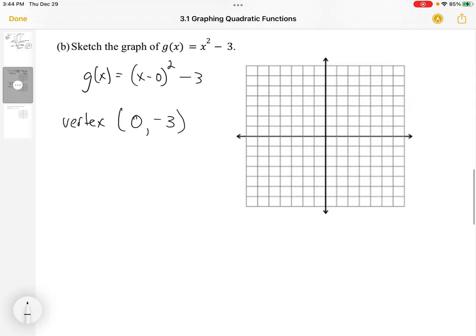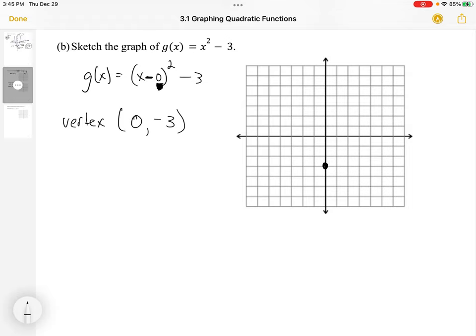So remember, if we have a negative sign here, our x-coordinate is going to be the positive version of the number that we're looking at. Because this is 0, 0 doesn't have a sign. And our minus 3, our y-coordinate, is exactly the coordinate that we're looking at. So let's put our vertex at 0, negative 3.